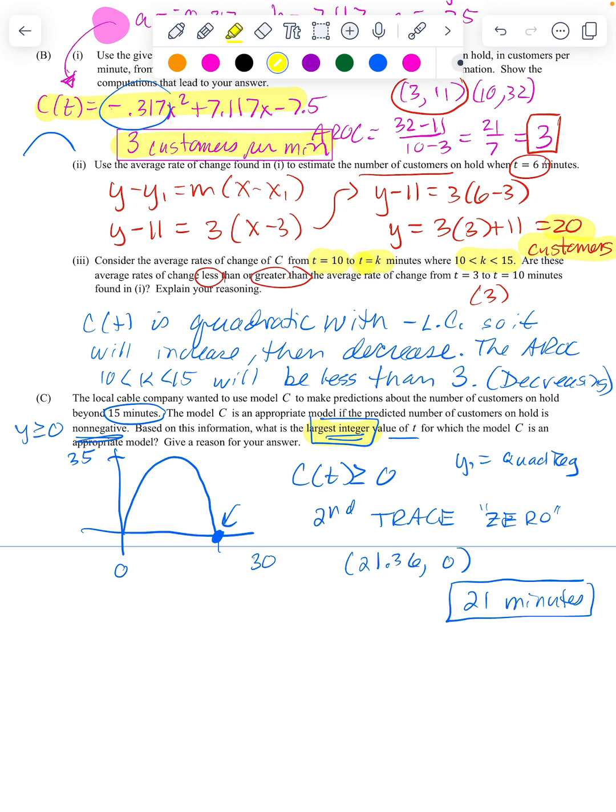Hardest part is just figuring out what are they asking me to do and how could I use my calculator to help me with that? So hopefully this helps you get through the FRQs. You got to be pretty comfortable with your calculator, and you got to be pretty comfortable with what the words are telling you to do. So think about that before you start doing anything.